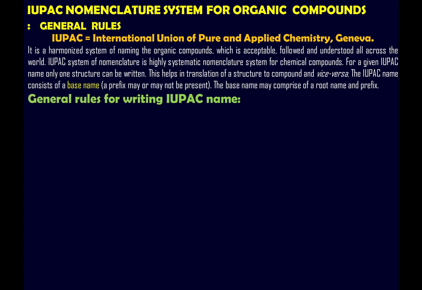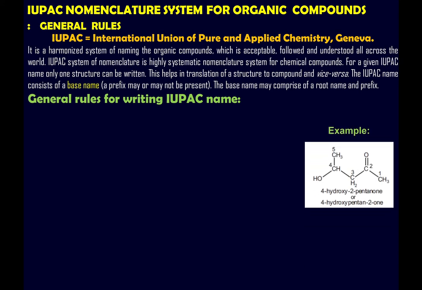We are going to discuss a few general rules for writing IUPAC names. For that, we are taking here an example of a 5-carbon compound. 1, 2, 3, 4, 5. And we will see whatever name has come, how systematically following the rules we have arrived at that name.